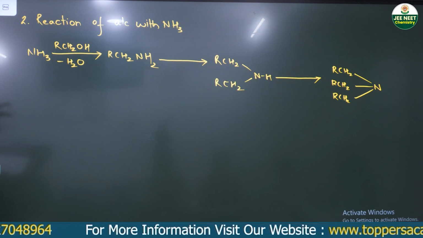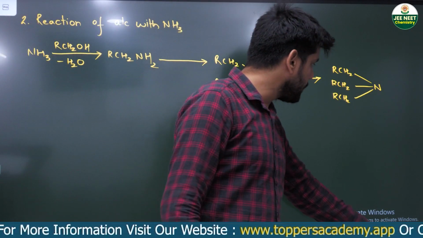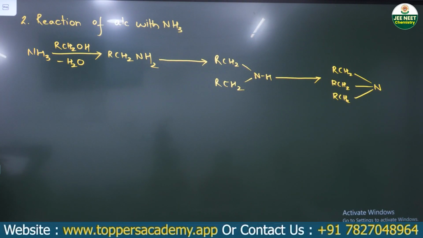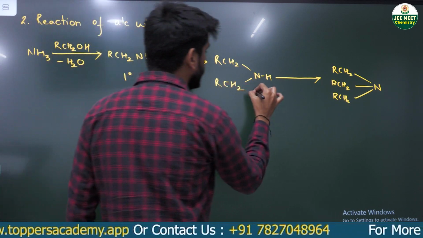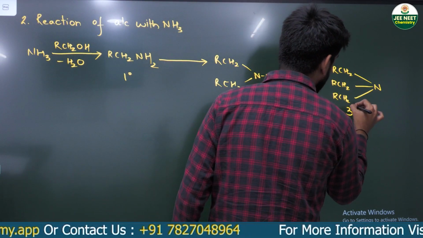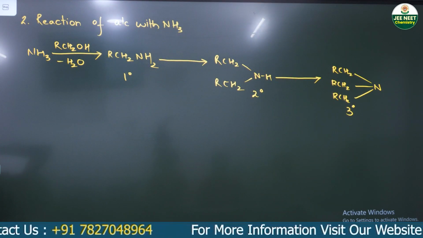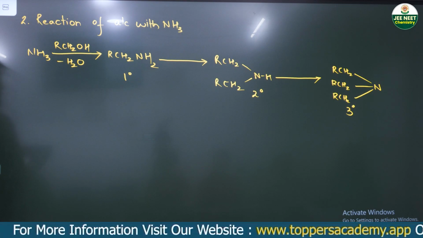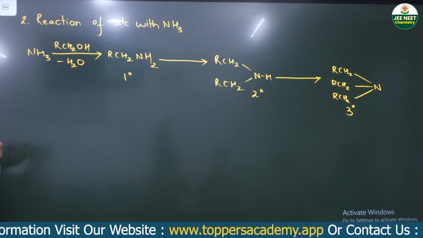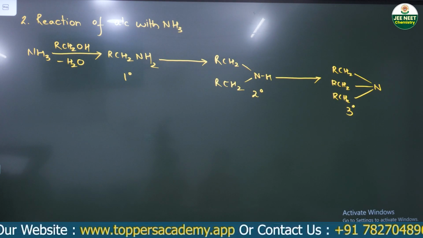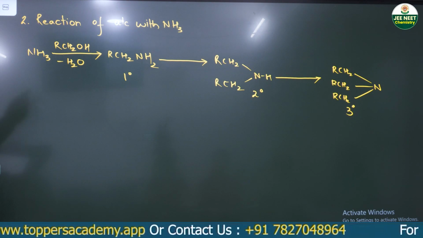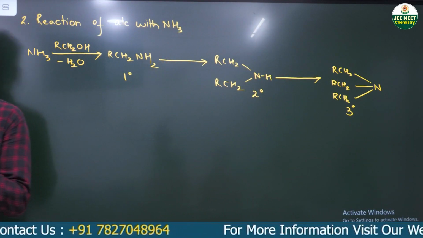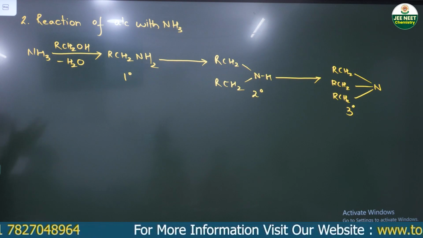But if you see, in both of these methods I am getting a mixture of 1 degree, 2 degree, and 3 degree amines. So I'll distinguish among these 3 types of amines. We'll have a test to distinguish among 1 degree, 2 degree, and 3 degree amines. Basically we are separating 1 degree, 2 degree, and 3 degree amines.